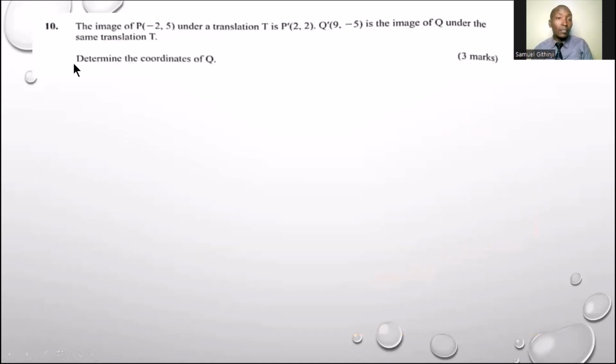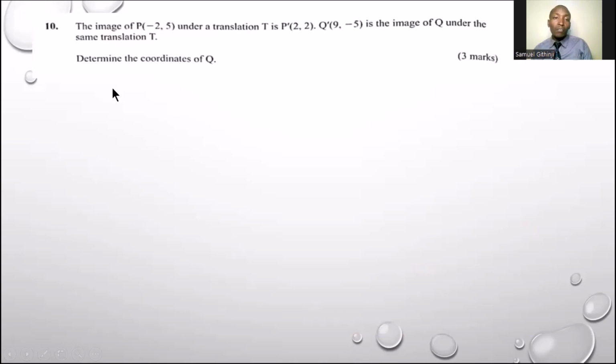Question number 10. You're given that the image of a point P, that's negative 2, 5, and our translation is given there, it is 2, 2. And the image of Q is given, yes, 9, negative 5, under the same translation. The question is, you determine the coordinates of Q.